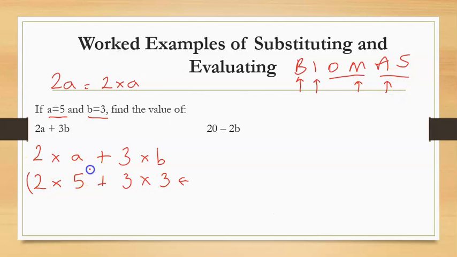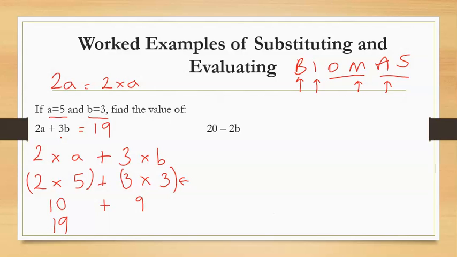So I'm just going to pop brackets around it so that you can see it more clearly. So now we do the multiplication and evaluate that. So 2 multiplied by 5 is 10. And we're going to add to that 3 multiplied by 3, which is 9. And if you add those two together, that gives us 19. So 2a add 3b equals 19 when a equals 5 and b equals 3. And it's turned the expression 2a add 3b into an equation.